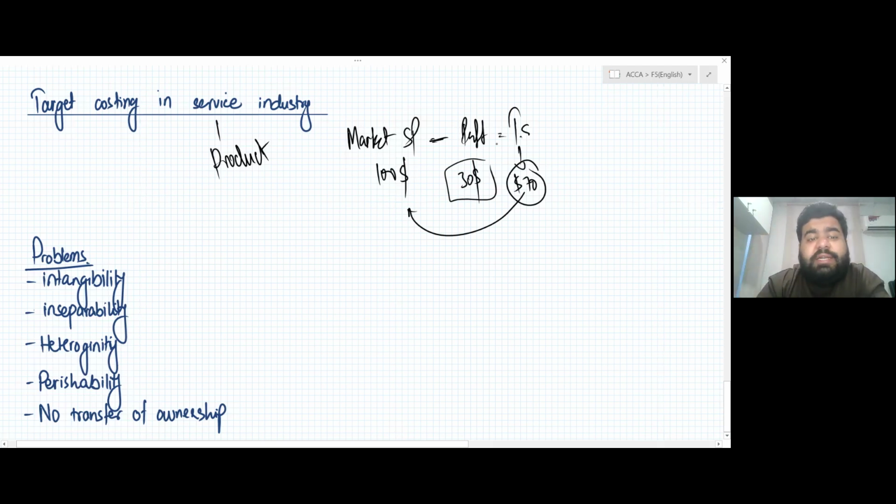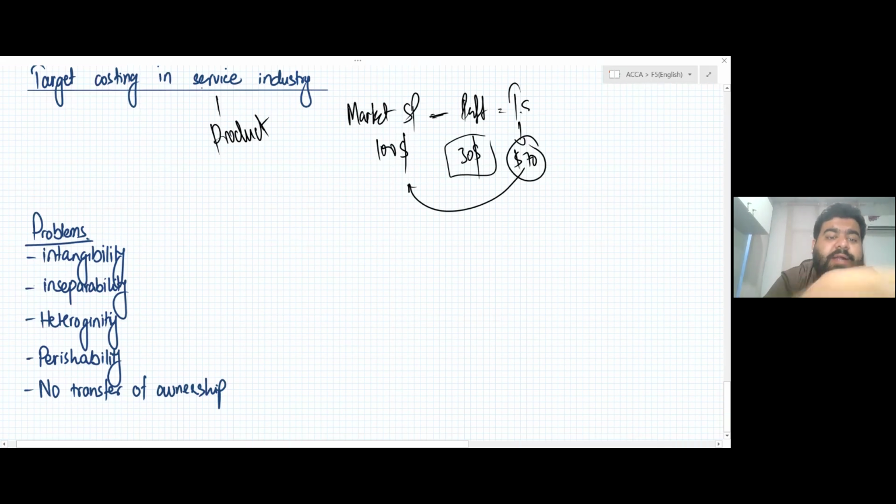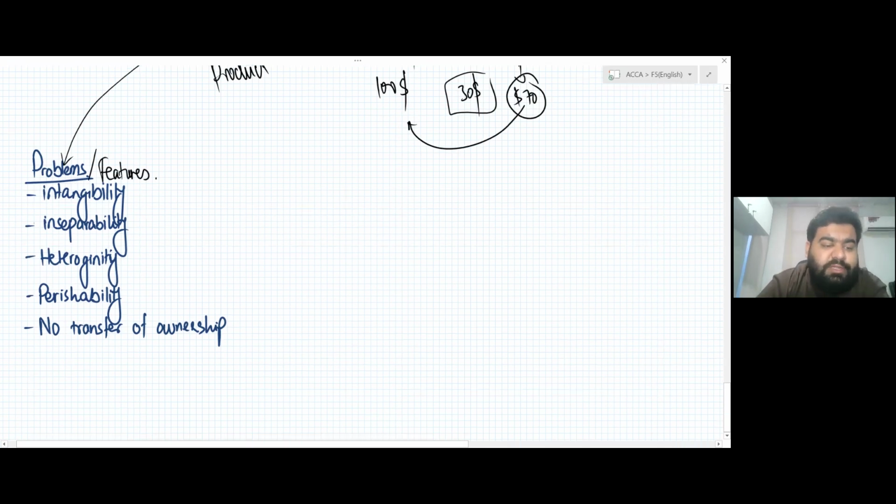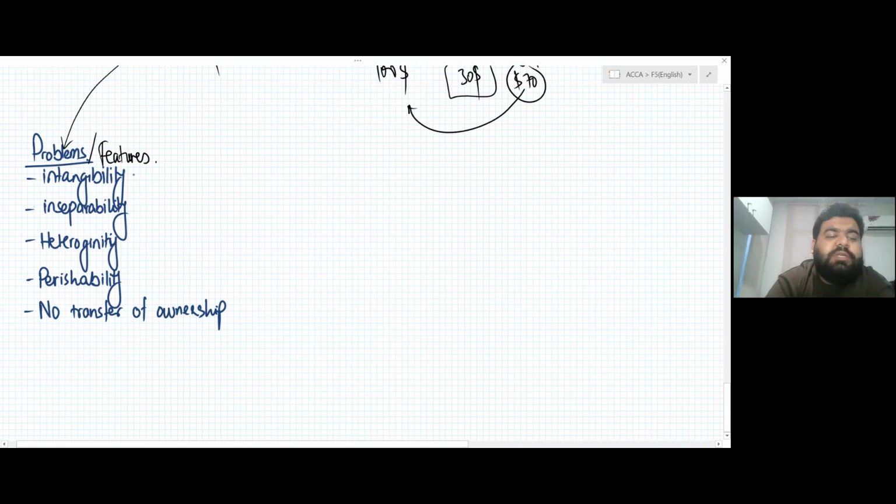So in service industries, normally lectures or any other service, schools, hospitals, this target costing can be used. But there are some problems related to target costing. You can say the features of the service industry. We'll study them one by one. The first feature is intangibility.